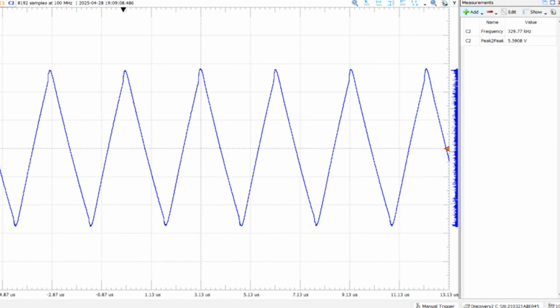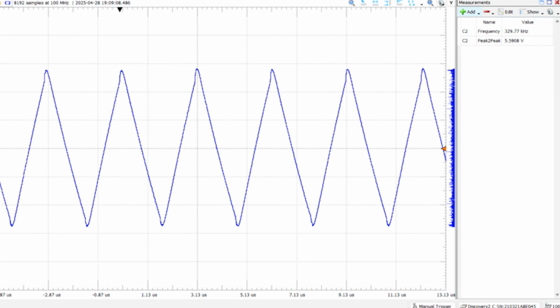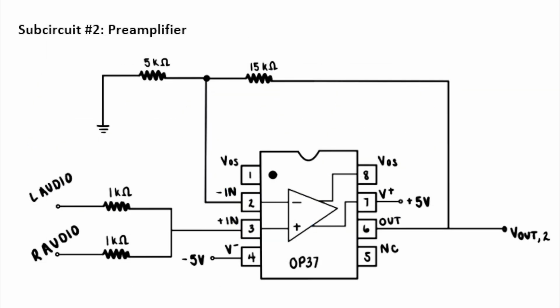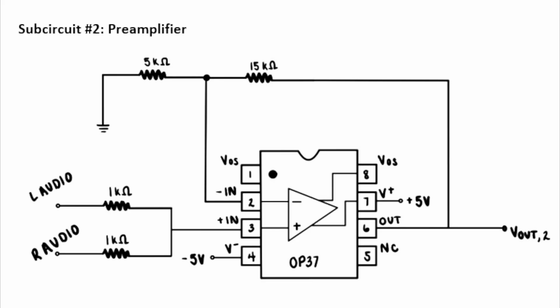So now let's take a look at subcircuit 2, which is the preamplifier. This preamplifier uses a non-inverting amplifier configuration powered by a positive and negative 5-volt supply to receive the left and right audio signals and amplify them for improved signal strength and enhanced SNR at the comparator. To ensure that the left and right audio outputs from the iPhone's audio jack are both included, 1 kilo ohm resistors were placed in series with each channel before summing them together at the input of the OP37.